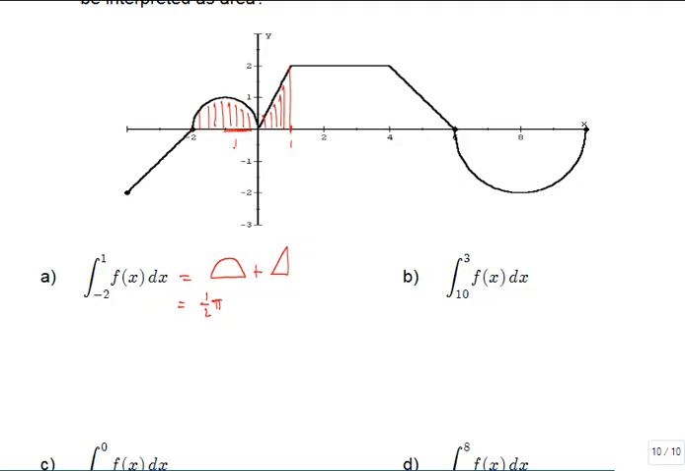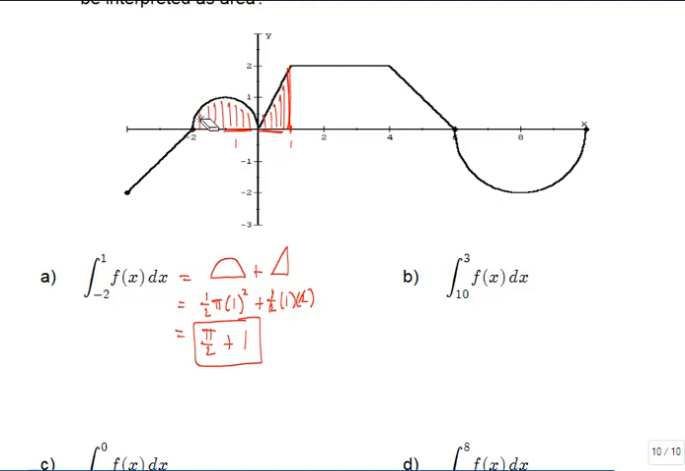Its radius is 1. So this is going to be 1/2 pi times 1 squared, plus the area of the triangle, which is 1/2 base times height. My base here is 1, and my height up here is 2. If I simplify, I get pi over 2 for the area of the semicircle, and 1/2 times 2 cancels out to just a 1. So this area is just pi over 2 plus 1.